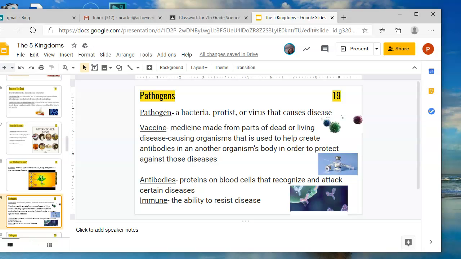Vaccine, medicine made from parts of dead or living disease-causing organisms that is used to help create antibodies in another organism's body in order to protect against those diseases. Antibodies are proteins on blood cells that recognize and attack certain diseases. Immune, the ability to resist disease.